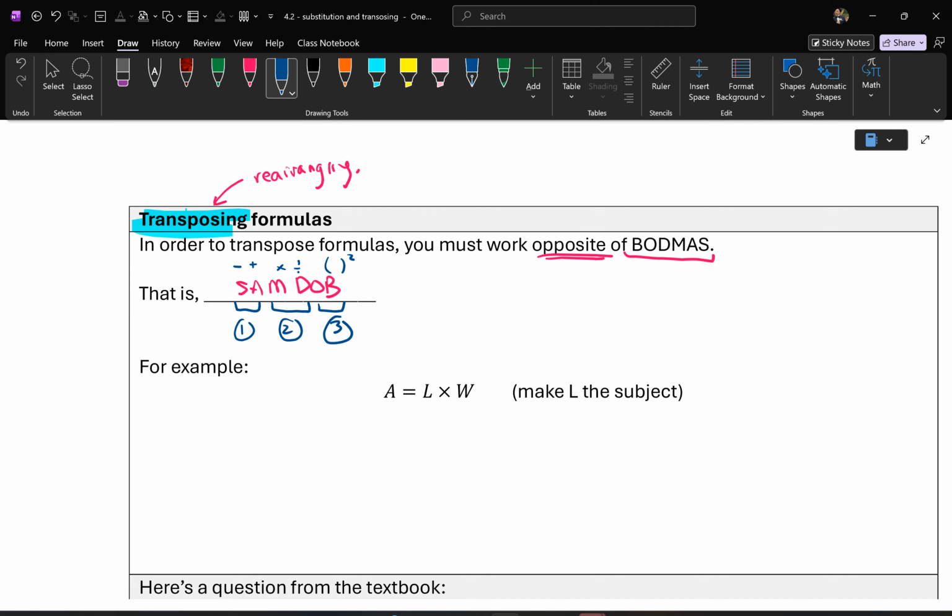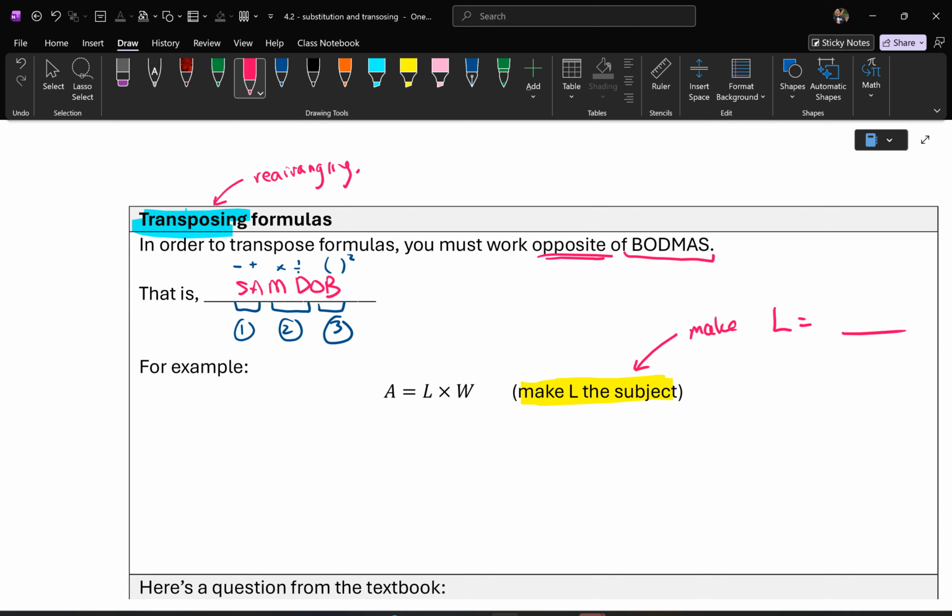So here's an example. We had a formula, area is equal to length times width, for the area of a rectangle. Notice there's no addition or subtraction. So the thing that I can rearrange next is multiplication or division. When they say make L the subject, what this means in human language is instead of the letter A being at the front, make L the first one. So this means make L equals something. That's what they mean by make L the subject.